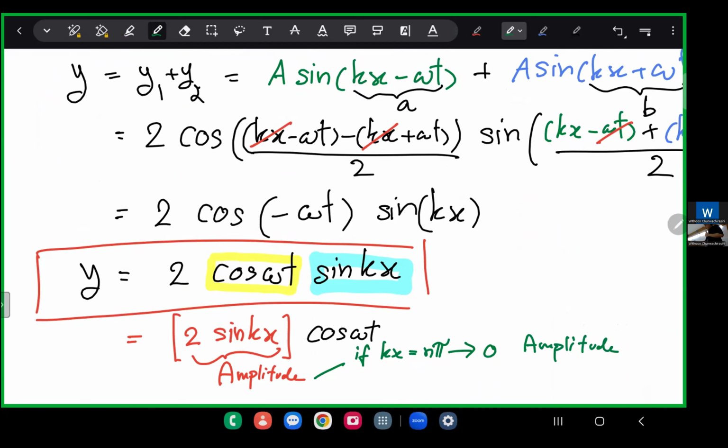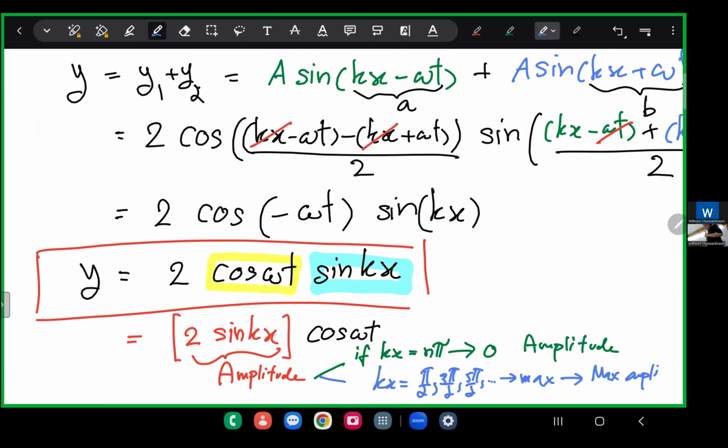But on the other hand, of course, the maximum possible value is when sine kx is equal to 1, or kx could be just pi over 2, 3 pi and a half, 5 pi and a half, on and on. That will give you a maximum, and that will lead you to the maximum amplitude.